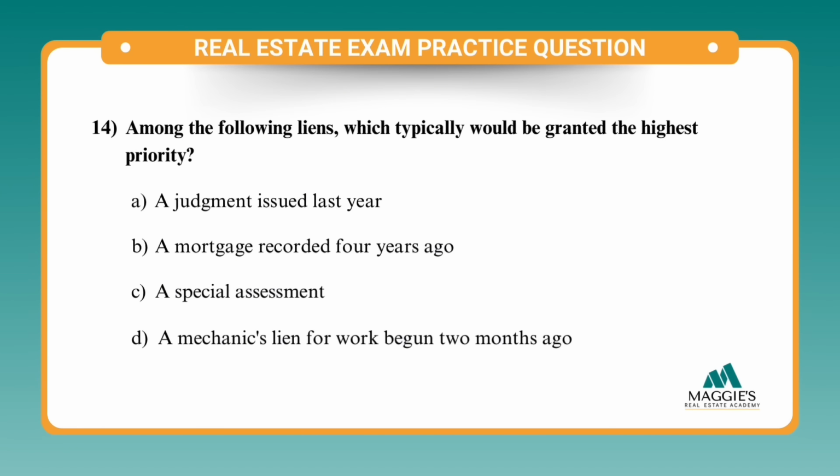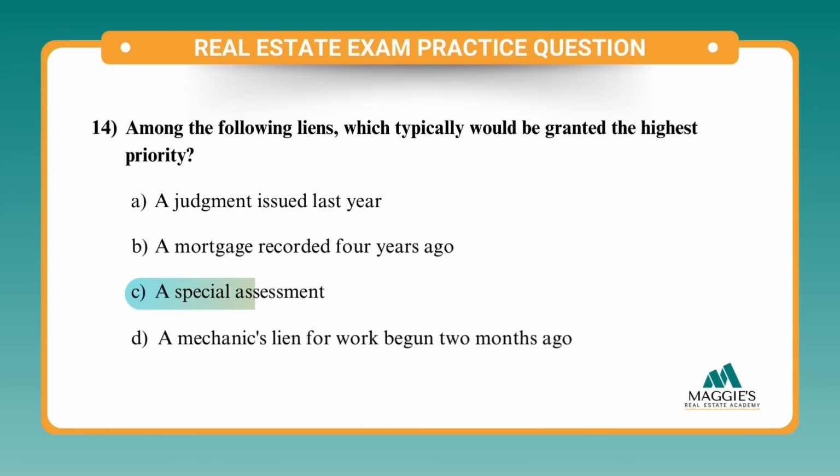Among the following liens, which typically would be granted the highest priority? Is it A, a judgment issued last year? B, a mortgage recorded 4 years ago? C, a special assessment? Or D, a mechanic's lien for work begun 2 months ago?